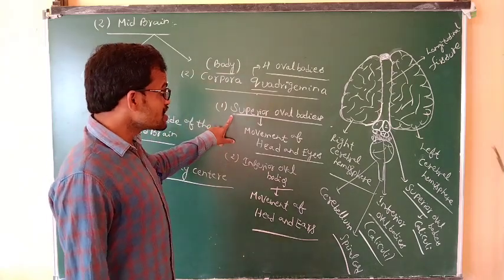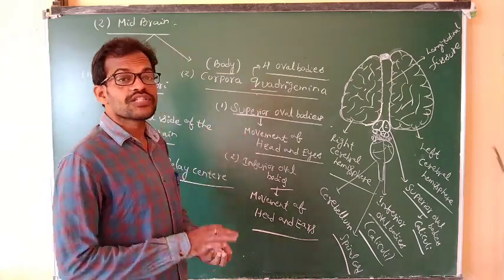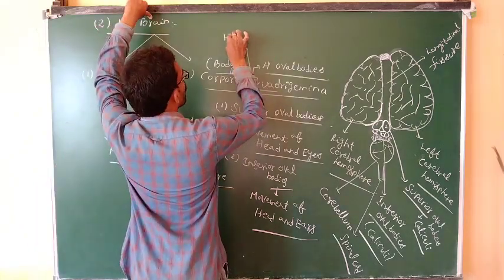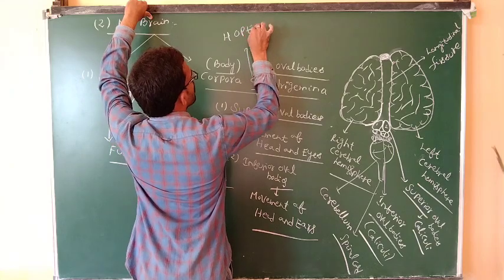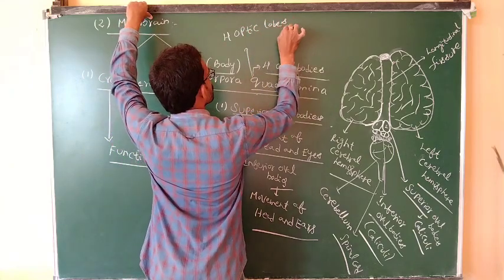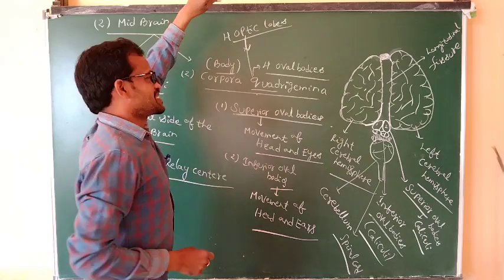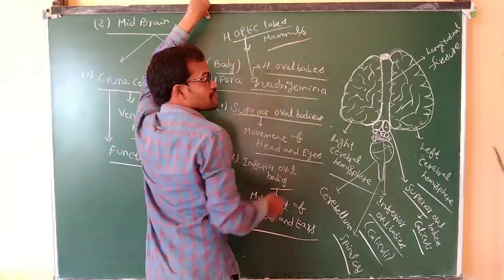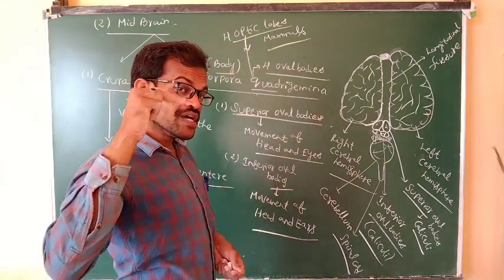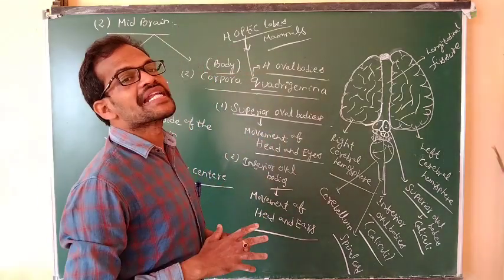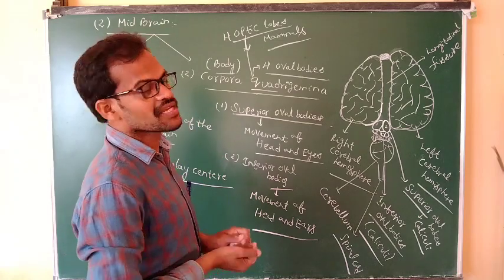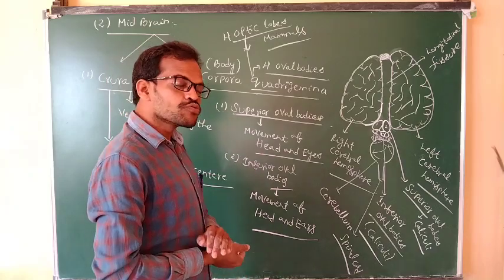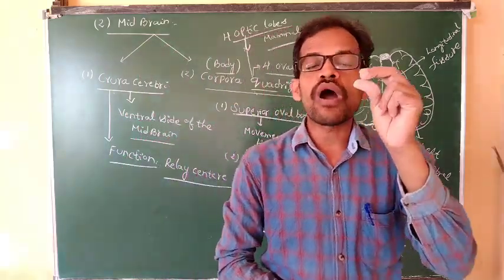The superior and inferior vowel bodies together are the total four bodies. Four optic lobes are present in mammals. Superior side to inferior side is two each. Total four corpora quadrigemina. Corpora means bodies. The upper two bodies are the superior vowel bodies.